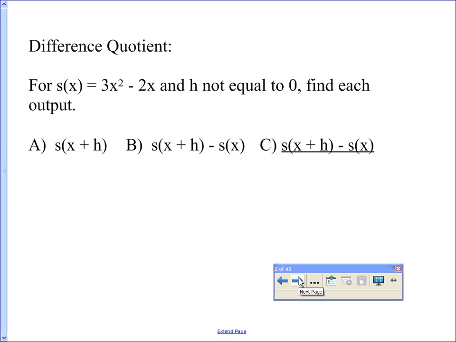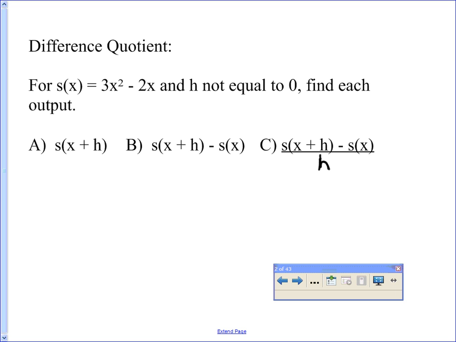So we're going to start out with the difference quotient problem. The difference quotient is something you're going to use a lot of algebra in, and it's something you're going to find in calculus as well. But right now we're not focusing on the calculus part of it, but instead on the algebra involved in simplifying the difference quotient.